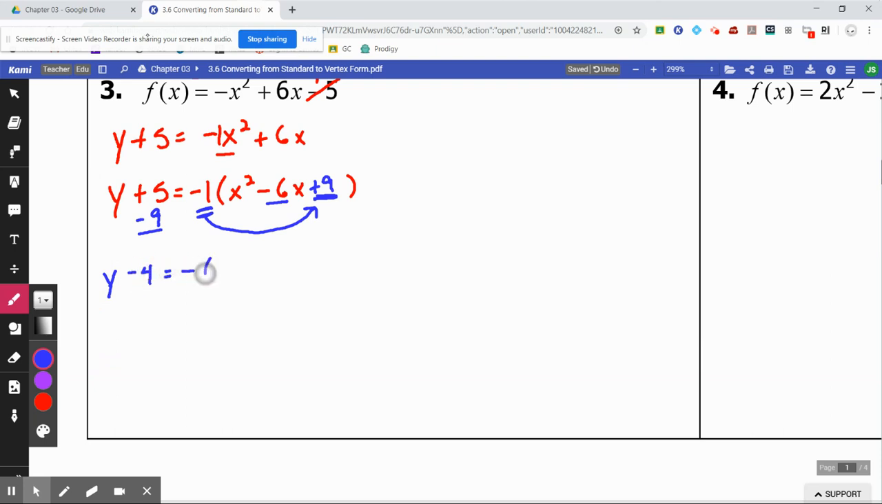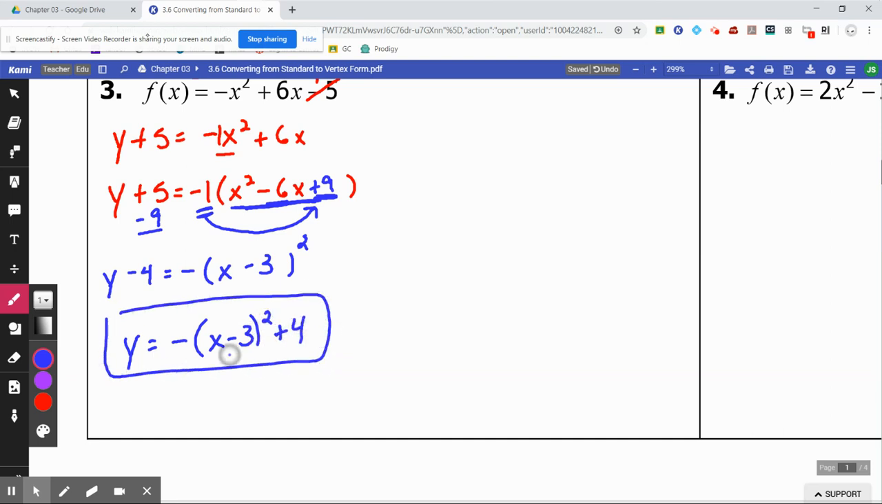Bring down the -1 in front of the parentheses that you factored out. Inside of parentheses, this stuff should now factor into a perfect square. x times x gives you the x squared. Adds to give you -6, multiplies to give you +9, would be a -3 and a -3. Move the 4 back over, and it gives you y equals negative parentheses x minus 3 squared plus 4. There's vertex form. Here's your vertex. You moved right 3 and up 4 with transformations, so there's your vertex.